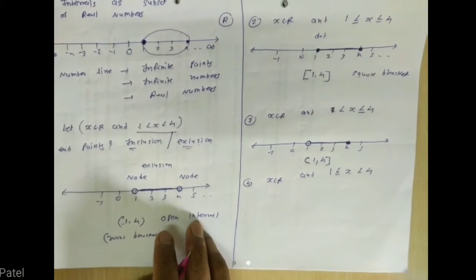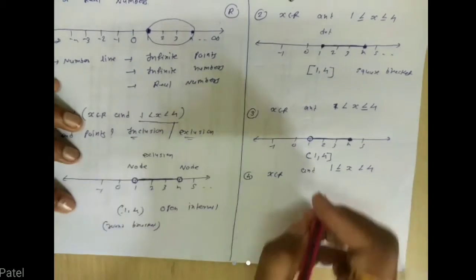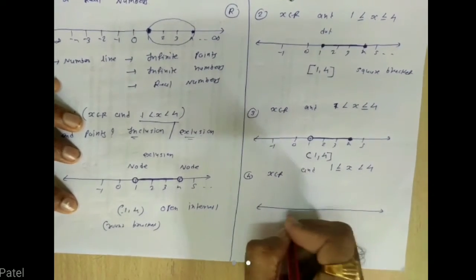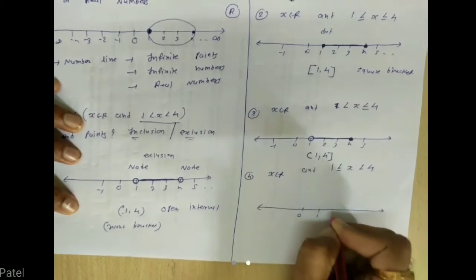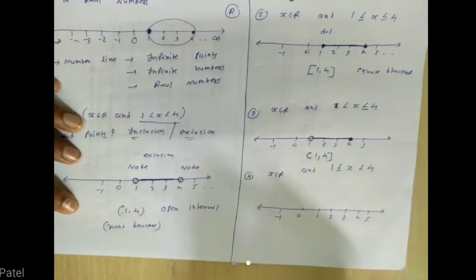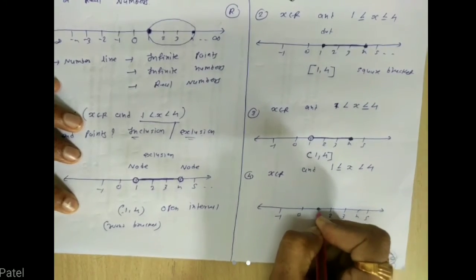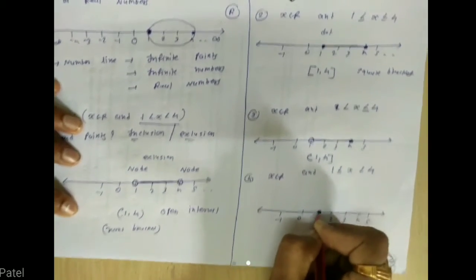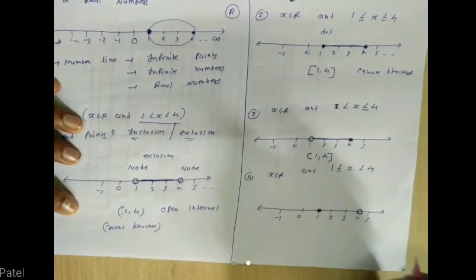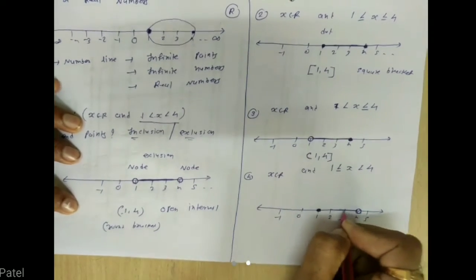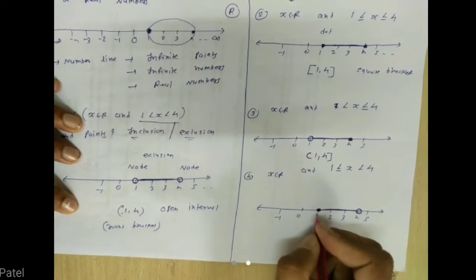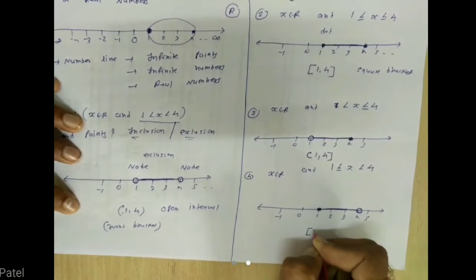Clear? In the fourth case, suppose this is 0, 1, 2, 3, 4, and 5. This is -1. Here 1 is included, so you have to put a dot. 4 is excluded, you have to put a node, and this is our range. Done? So this is square bracket 1 to open interval 4, that is [1, 4).